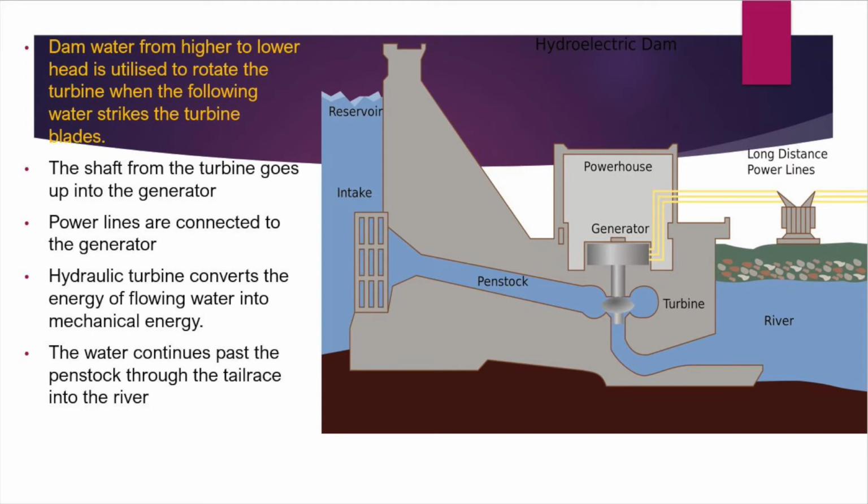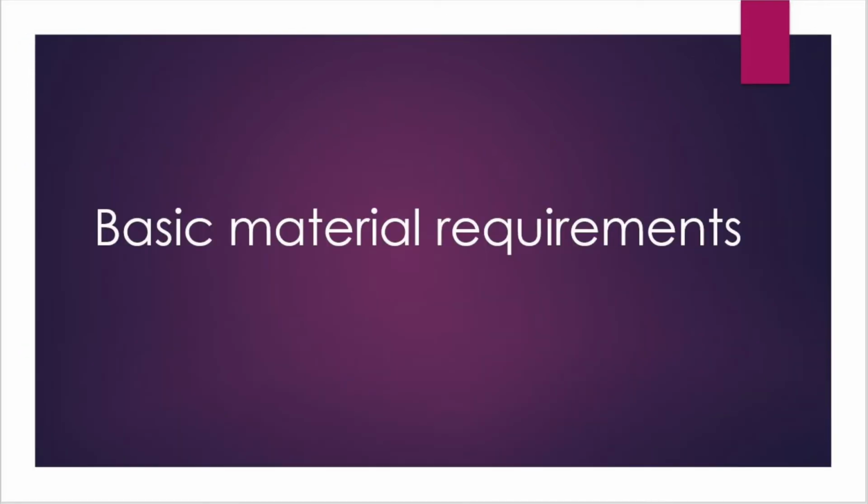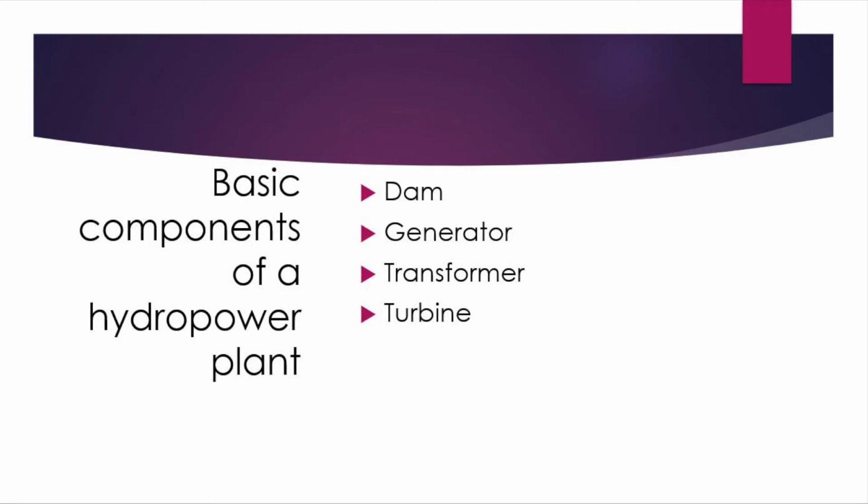Moreover, water turbine is mechanically coupled to an electric generator which is mounted in the powerhouse shaft to generate electricity. Lastly, electricity will be stepped up by the transformer and transmitted to the users. The basic components of a hydropower plant are the dam, generator, transformer and turbine.